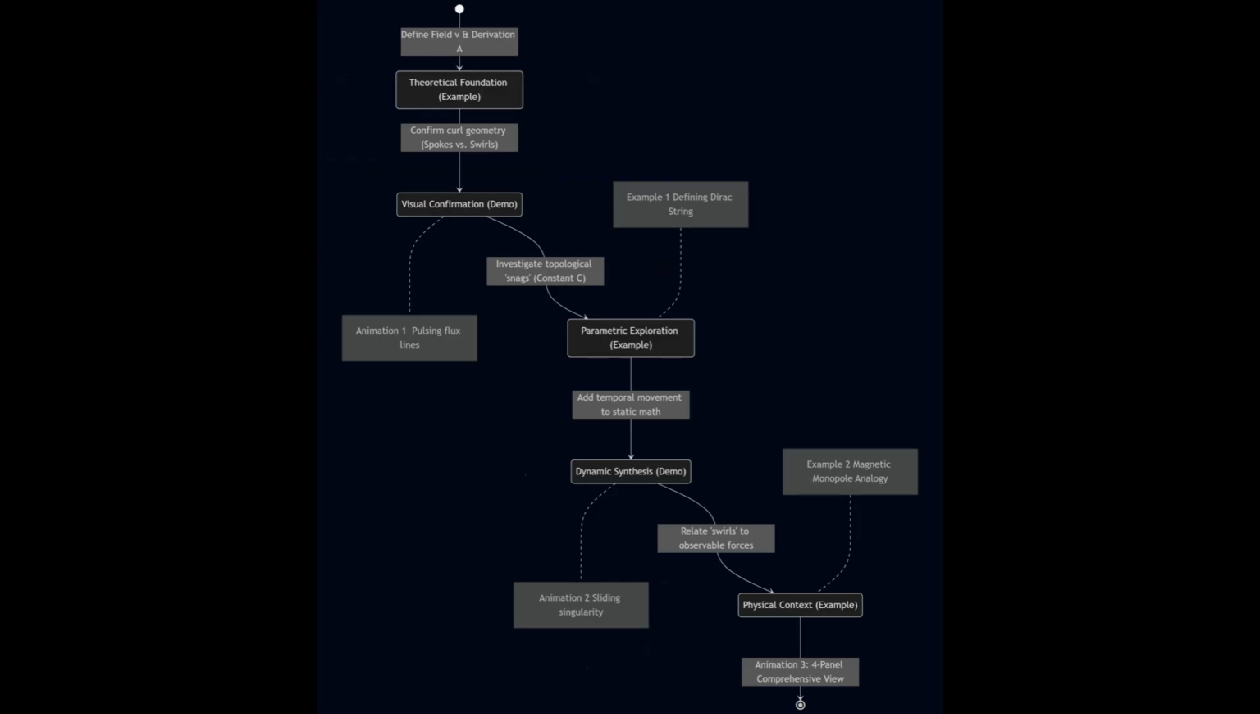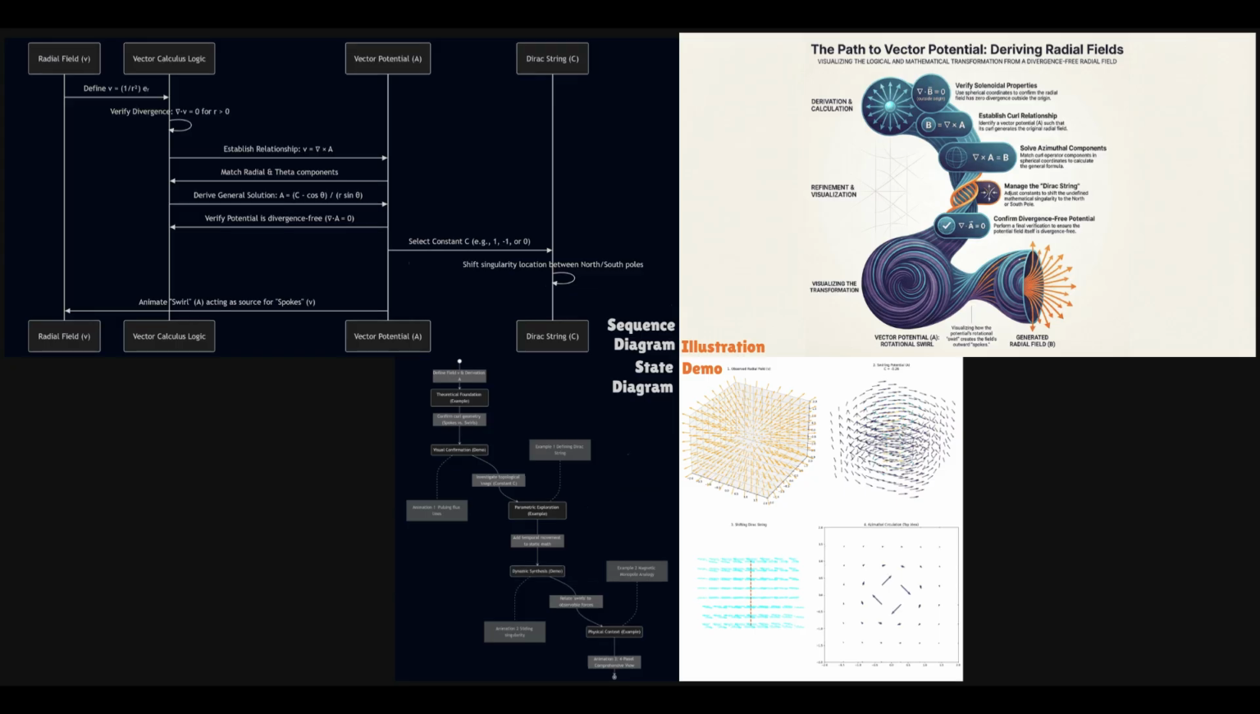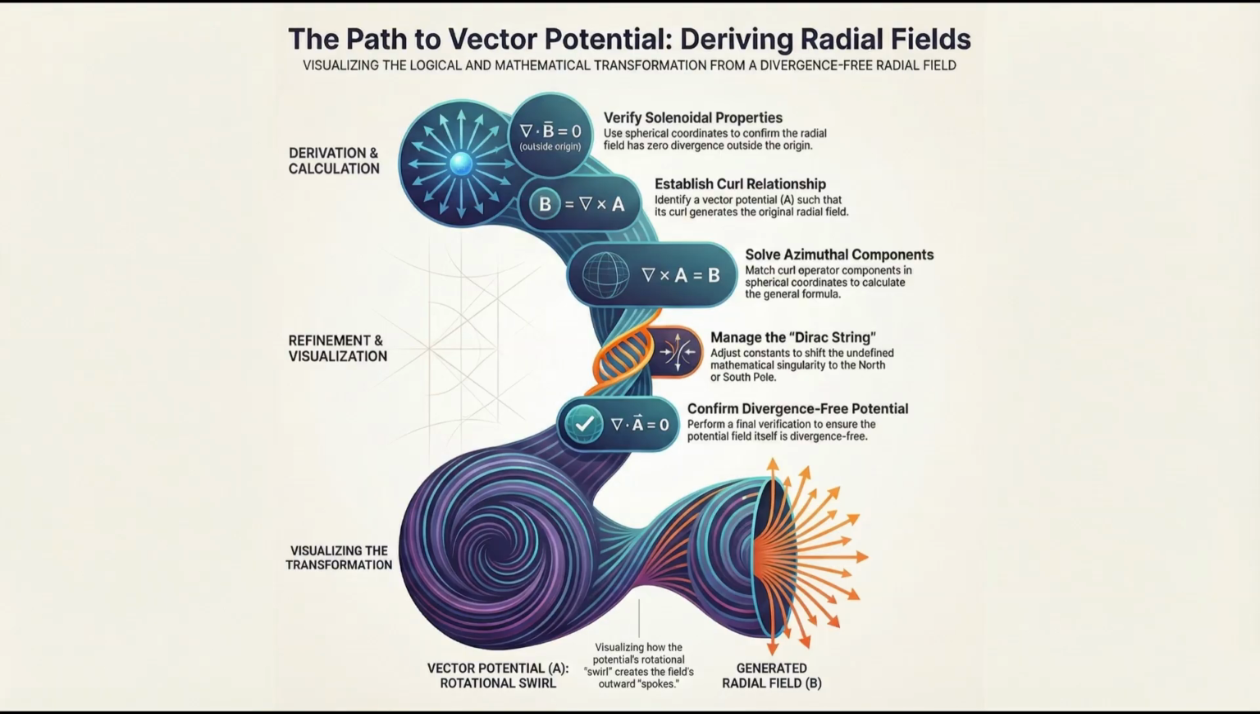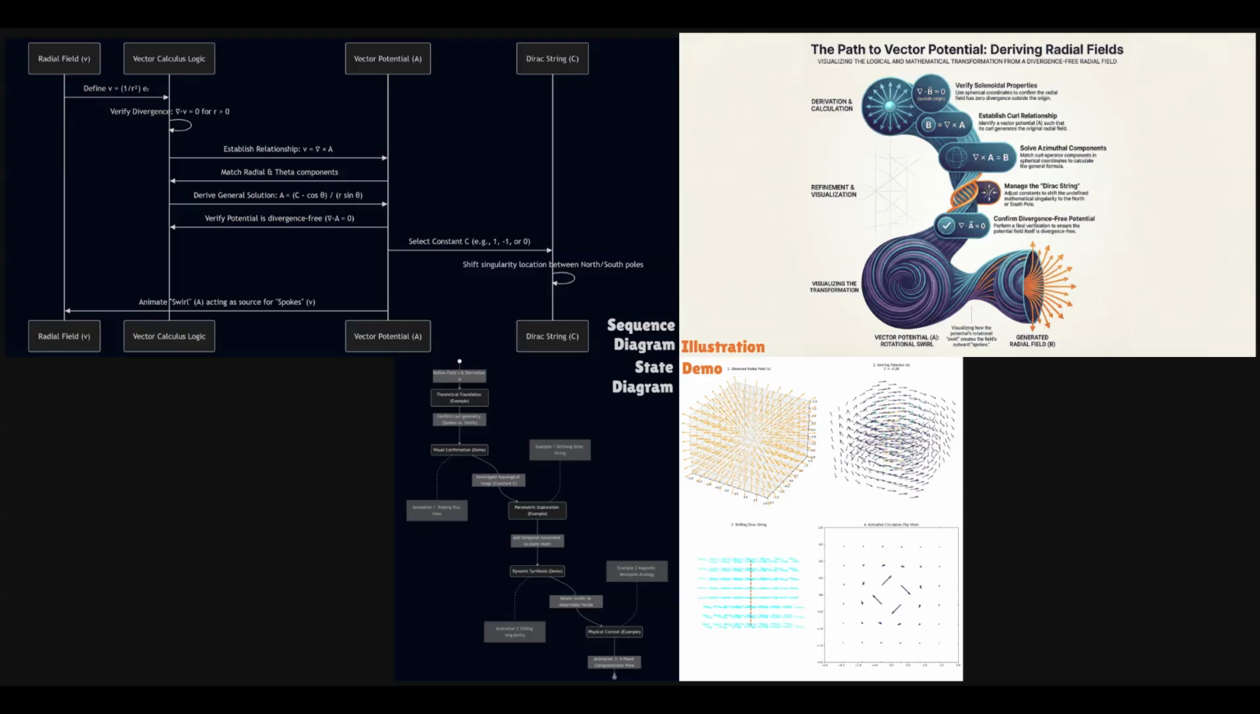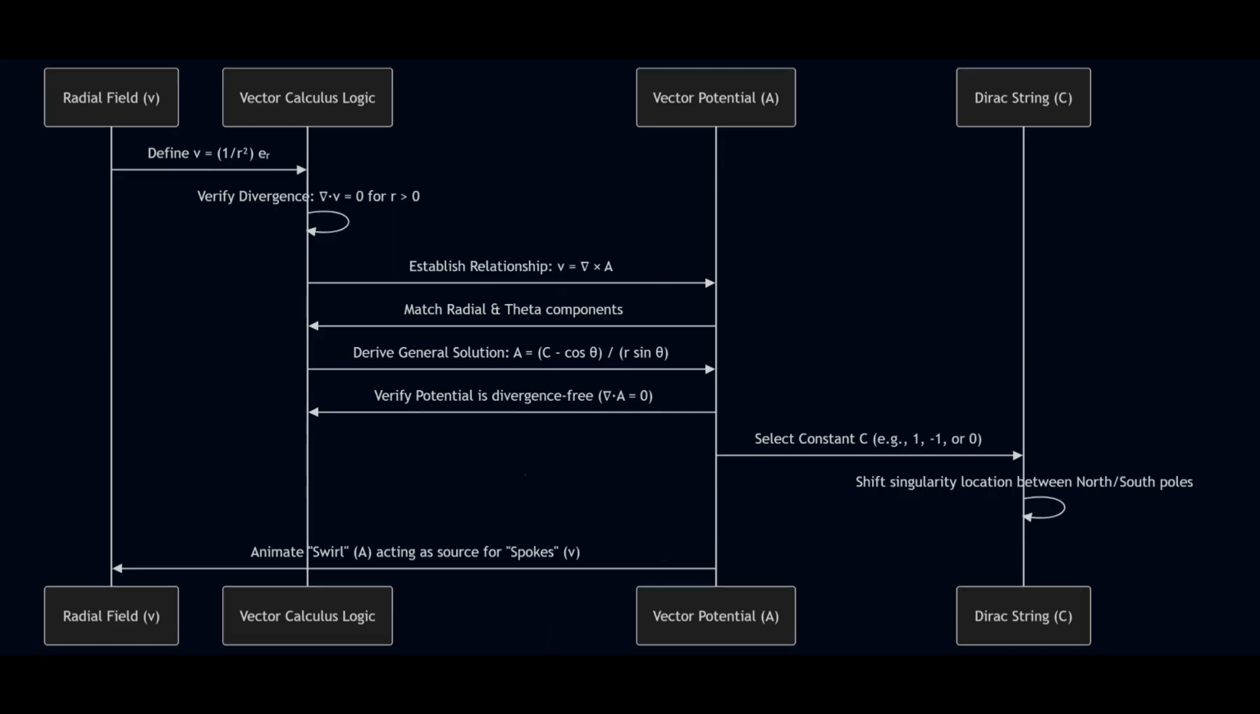As the values in the derivation change, the diagram shows the seam physically sliding between the poles without ever altering the observable outward force. Ultimately, these diagrams confirm that the twisting motion of the hidden source is what physically generates the outward flow of the force field.